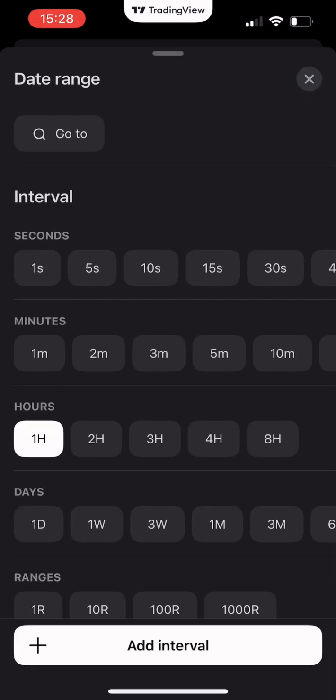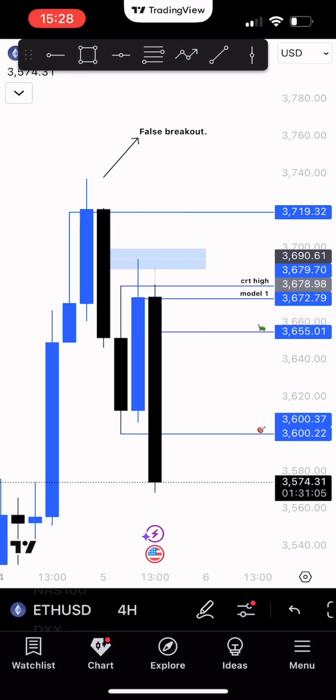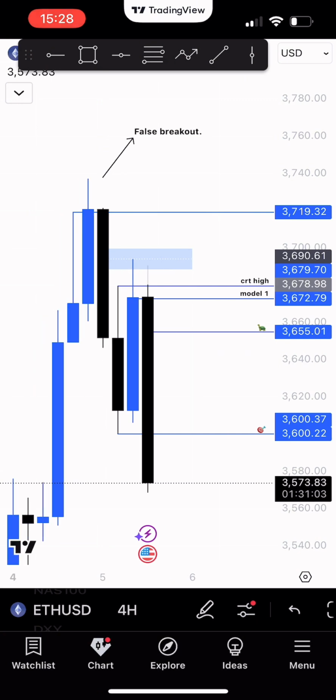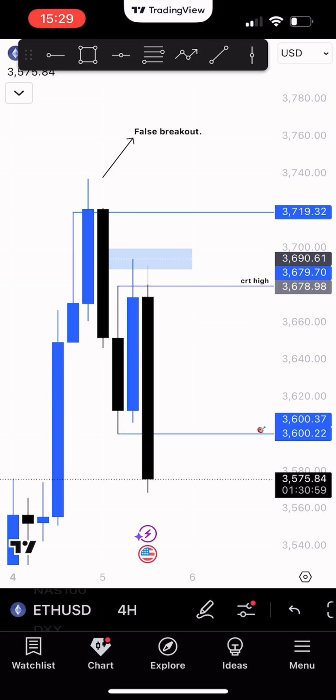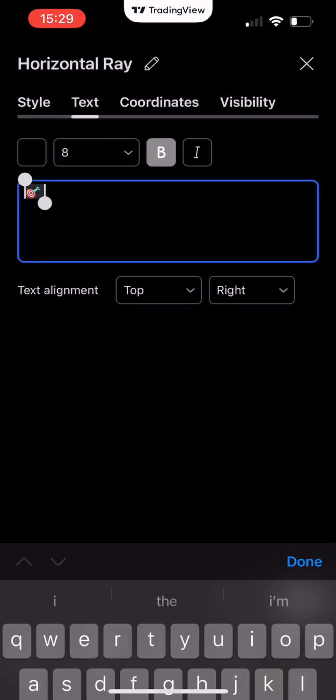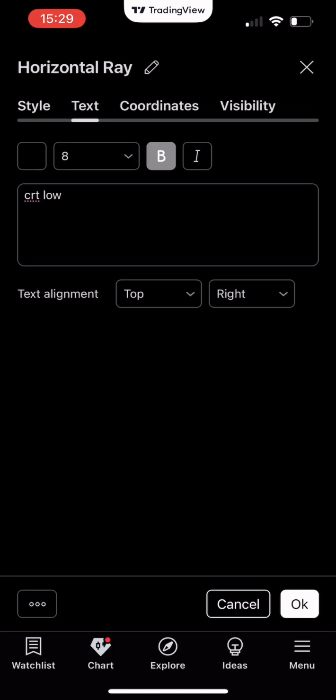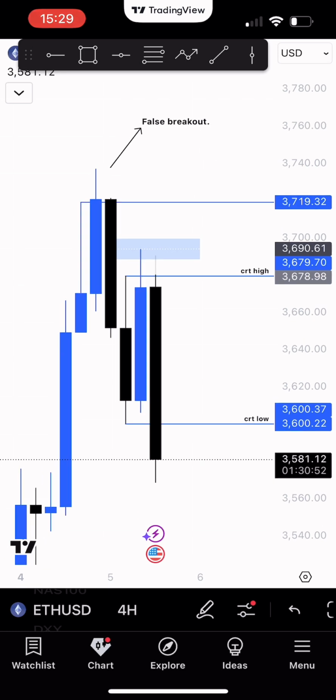So at the time of recording, I went down to the 4-hour candle, and as you can see, we had our 4-hour range. The second candle closed below the previous 4-hour, and the third candle dumped to hit our target, the CRT low.